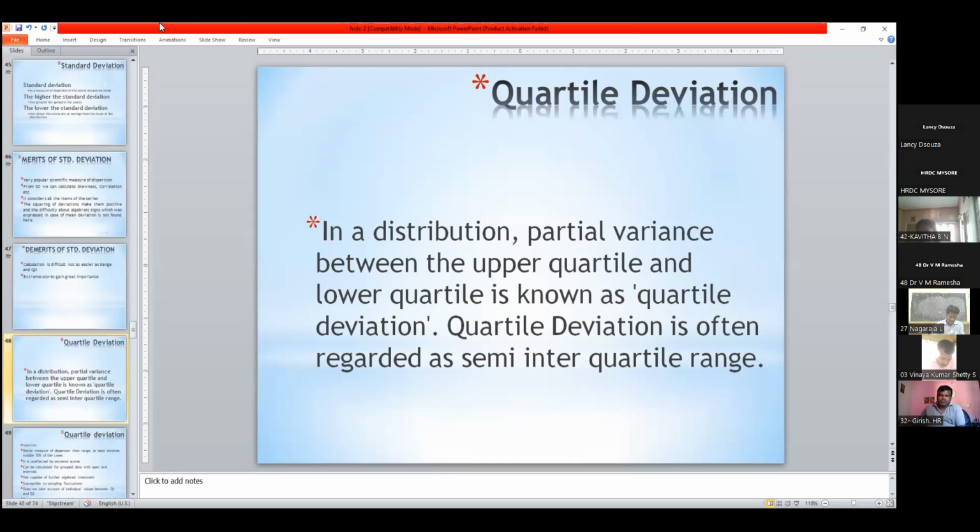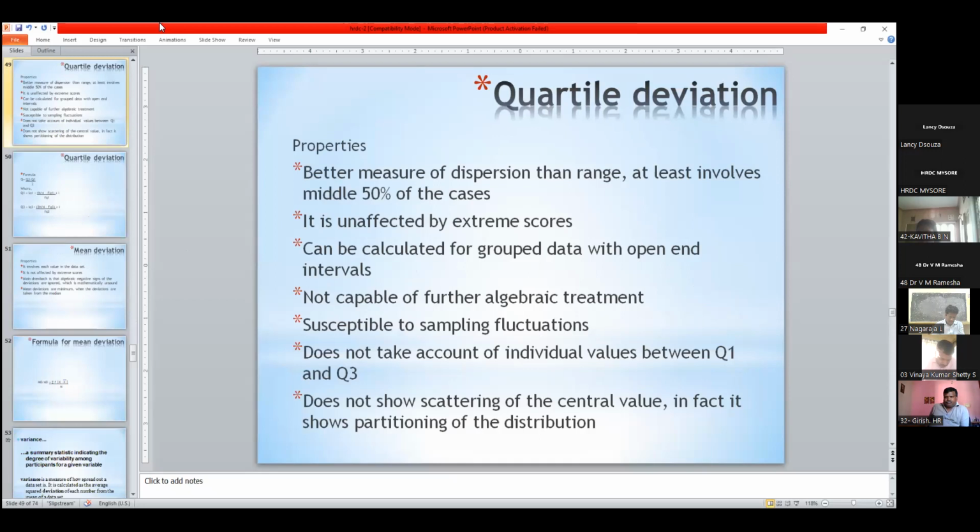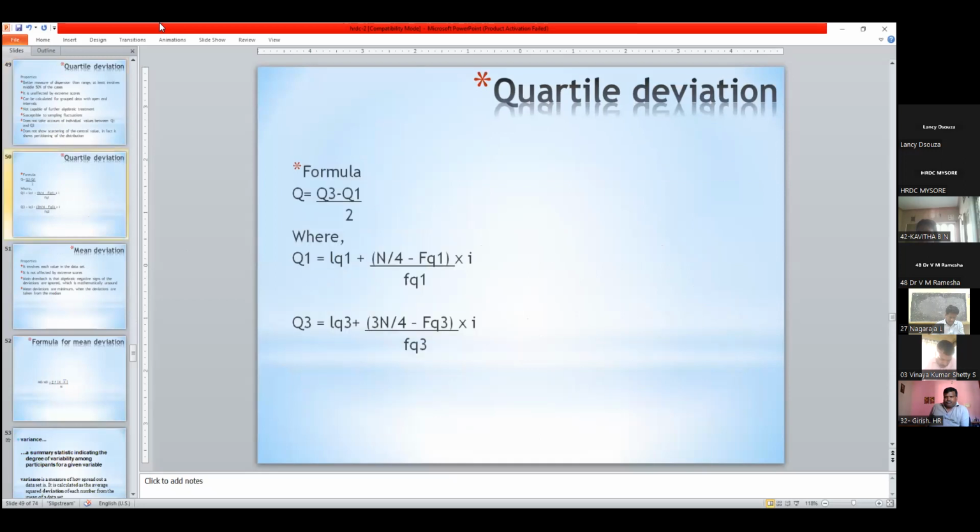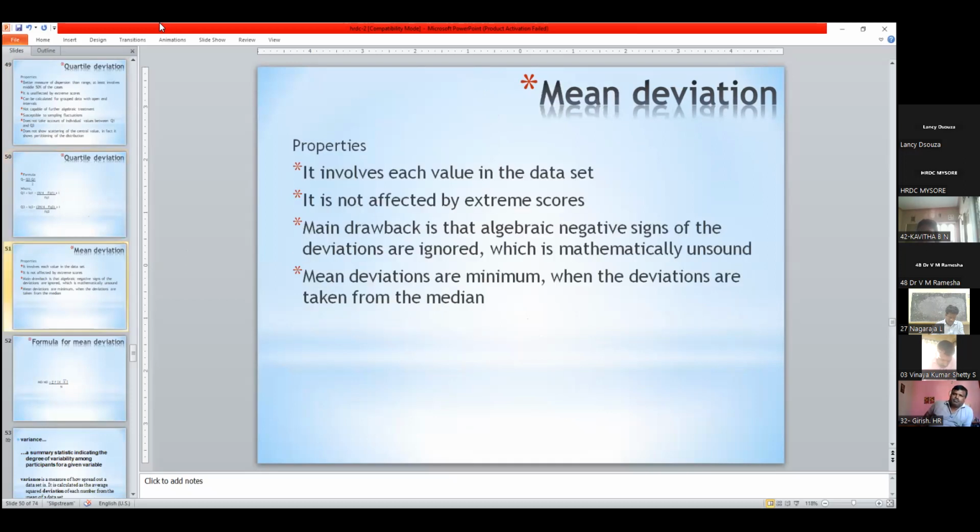Then quartile deviation, as we discussed. There are three quartiles. Q1 is the 25th percentile, Q2 is the median or 50th, and Q3 is the 75th. What we do is, as I said, it's called the semi-interquartile range, and it is calculated as Q3 minus Q1 divided by 2. All the formulas are given, but anyway, you can look into that later and find out.